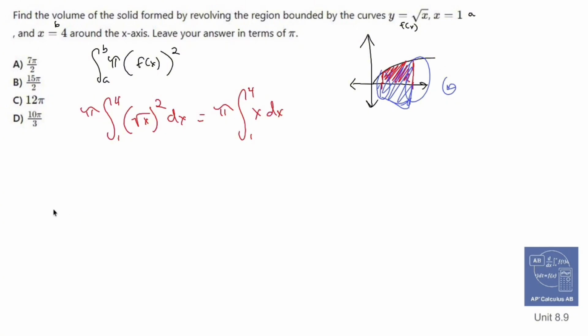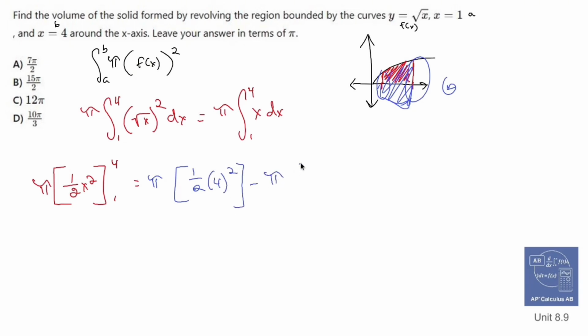Okay, so the integral of x is going to be 1/2 x squared. My limits are still 1 and 4. That pi is still living outside. Now I'm going to plug in 4 and 1. So pi times 1/2 4 squared, minus pi times 1/2 1 squared.